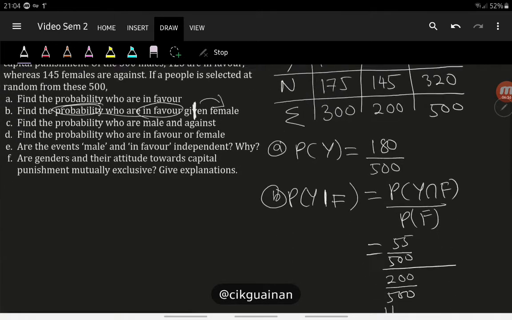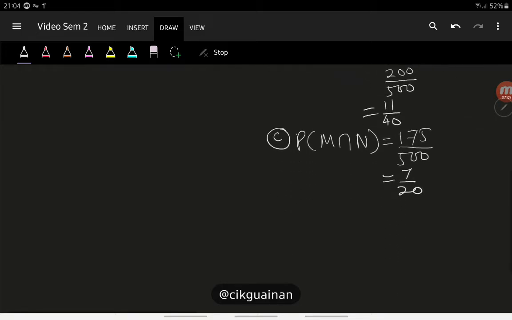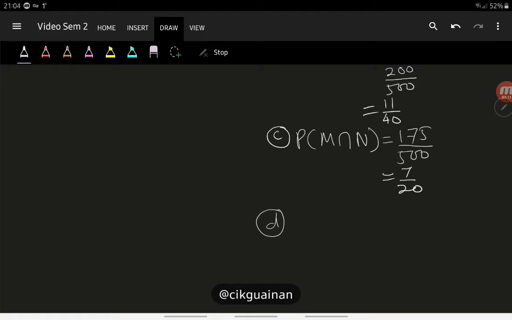So 175. We get the number right away. Over 500. Everything is a multiple of 5, so maybe we can reduce it to become 7 over 20. Okay. D is asking the probability of who are in favor or female.